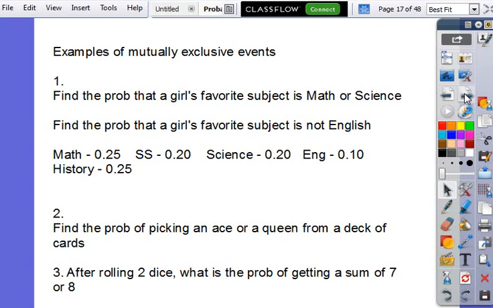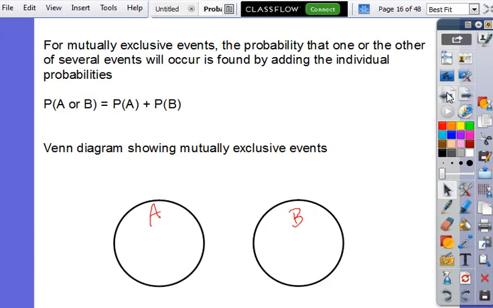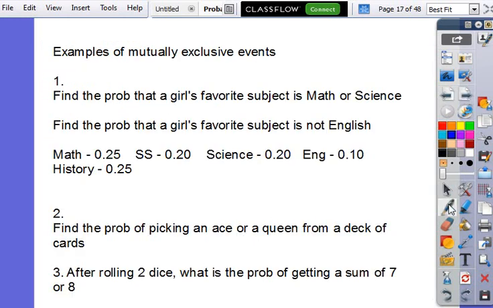All right, mutually exclusive, again, cannot happen at the same time. In this case, I can't say math is my favorite subject and science is my favorite subject at the same time. I got to pick one or the other. The rule says all we got to do is add up the two choices. So what is the probability of picking math out of that group right there? 0.25. So there's my A and there's my B. Or means add. Science is 0.20. Add those up. 0.45.